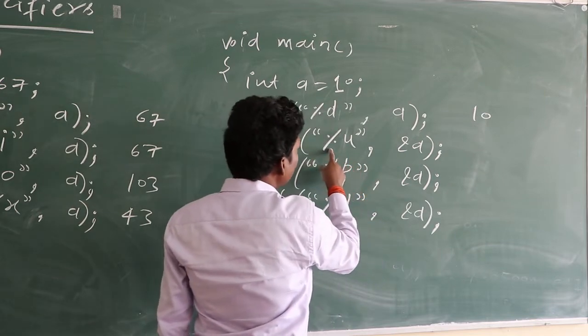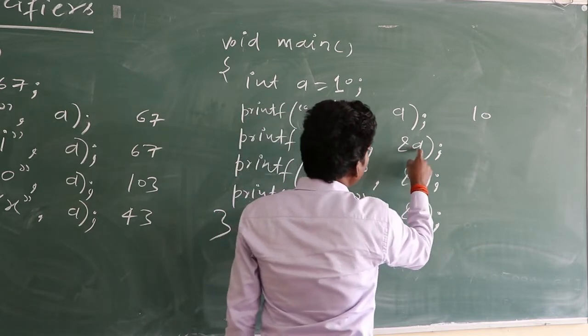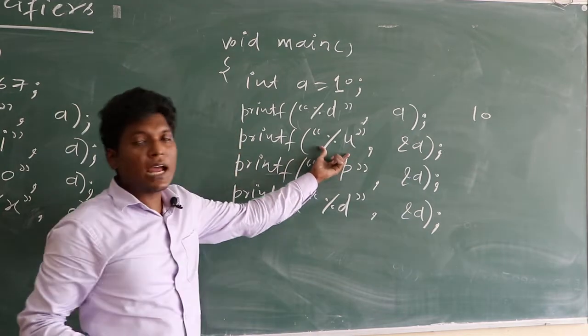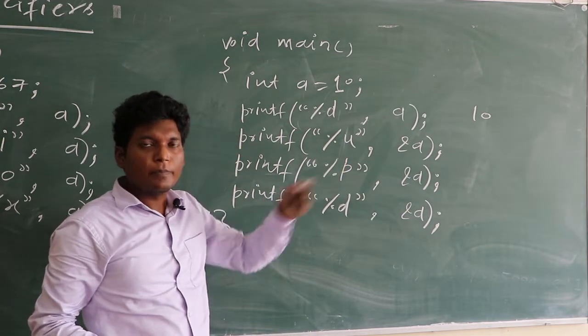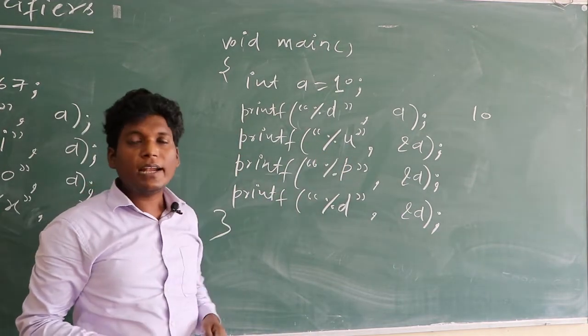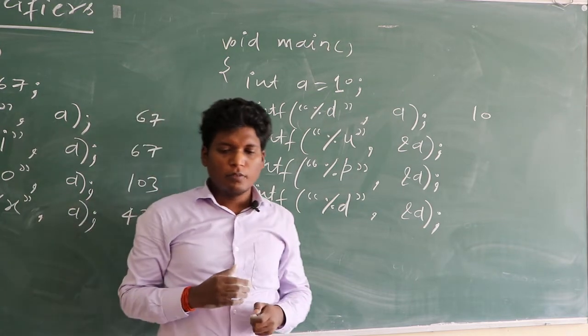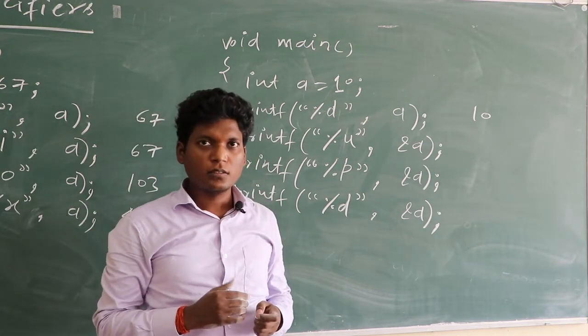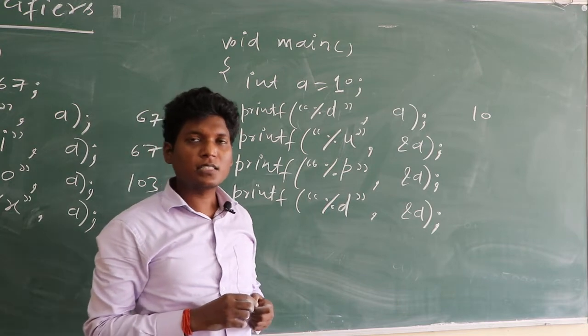This %u prints &a. U for unsigned number. Unsigned numbers basically fall in the category of addresses. An address is generally considered an unsigned number.